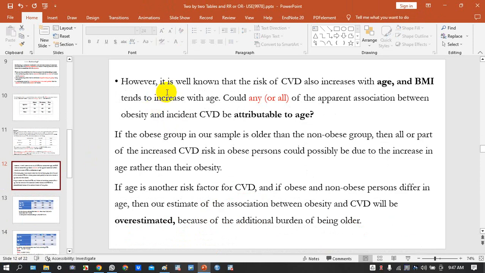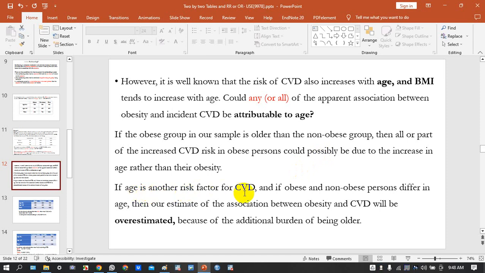Okay, so however, it is well known that the risk of cardiovascular disease also increases with age, and BMI tends to increase with age as well. Could any or all of the apparent association between obesity and incidence of cardiovascular disease be attributable to age? We want to establish whether age is a confounder as to whether it's associated with BMI, which is a risk factor for cardiovascular disease, and cardiovascular disease itself, which is the outcome. So if the obese group in our sample is older than the non-obese group, then all or part of the increased cardiovascular risk in obese persons could possibly be due to the increase in age rather than their obesity.